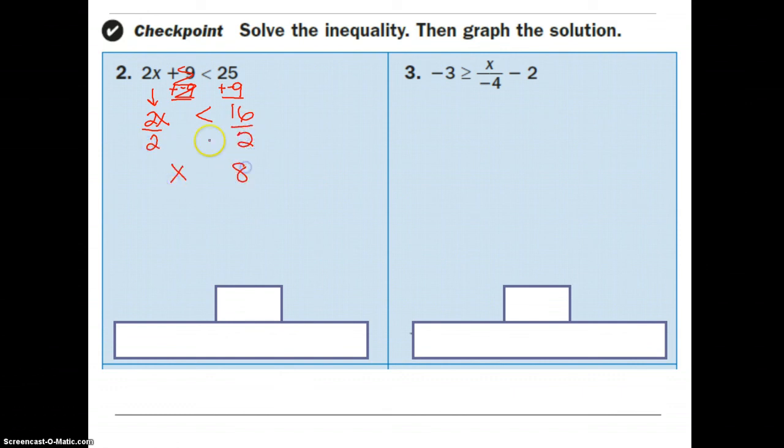X and 8, does it change? It does not, because I divided by a positive. That's my answer. We also should graph it. Okay, it did say to graph. Remember, the way I like to graph is I just put a number line, I put down 8, open or closed, open. X represents the arrow and X is less, so I'm going left. Left is less.